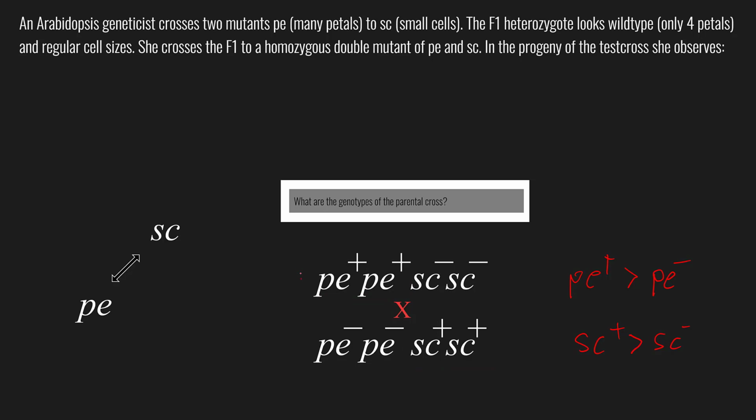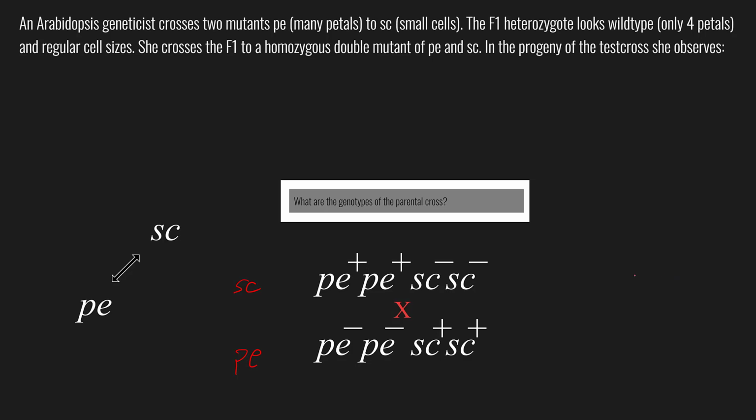This one has small cells, and we have individuals that are homozygote recessive for one of the two genes of interest, the one for small cells. Therefore, this is going to be the SC mutant. The other one is going to be the many petals mutant. So this is how our parental breeds' genotypes look.